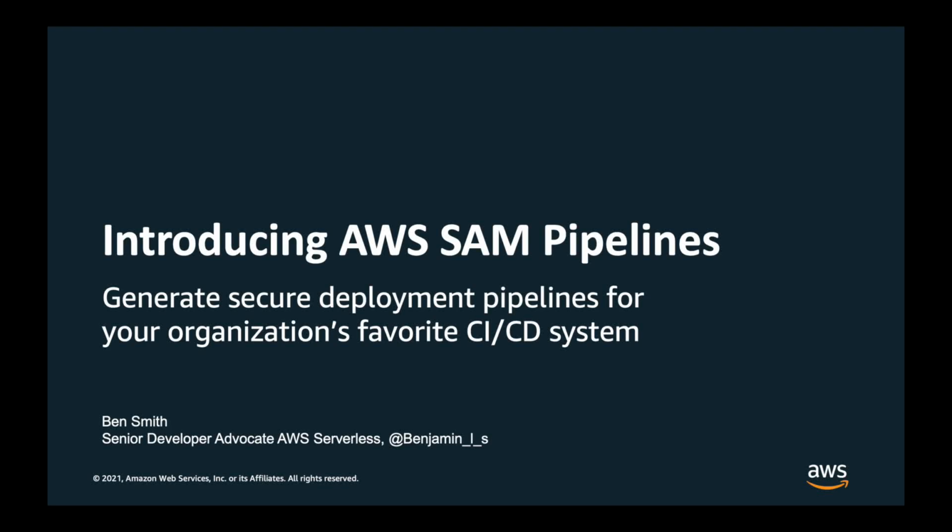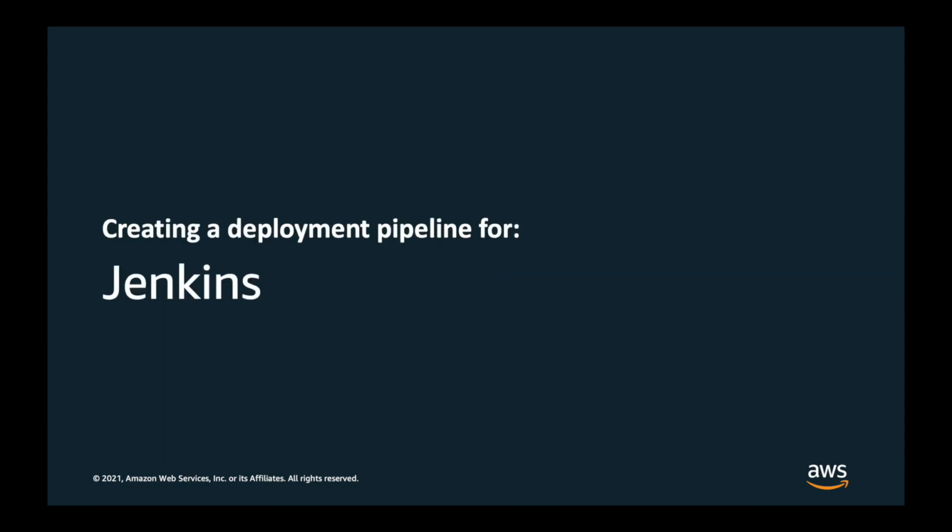Hello and welcome. This is a quick introduction video to AWS SAM Pipelines. SAM Pipelines is a new capability of AWS Serverless Application Model CLI, otherwise known as SAM CLI. It makes it easier to auto-generate secure continuous integration and deployment pipelines for your organization's CI/CD system. In this video, I show how to use AWS SAM Pipelines to create a deployment pipeline for Jenkins.